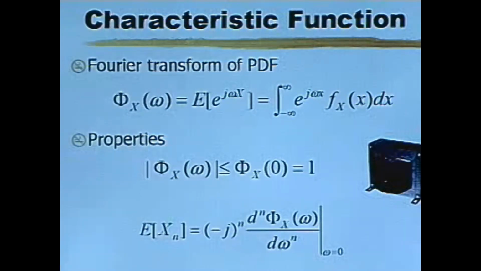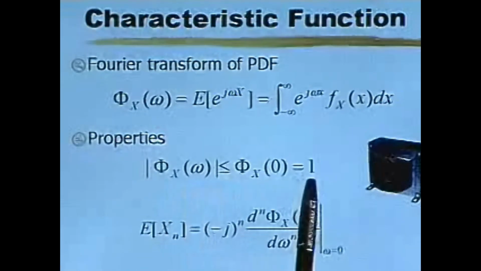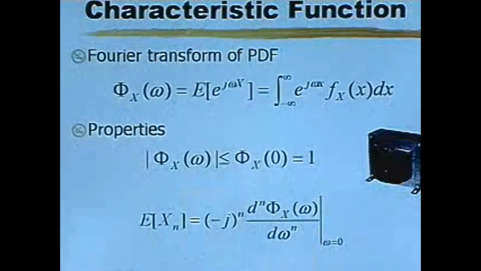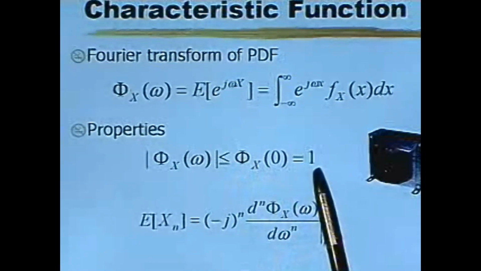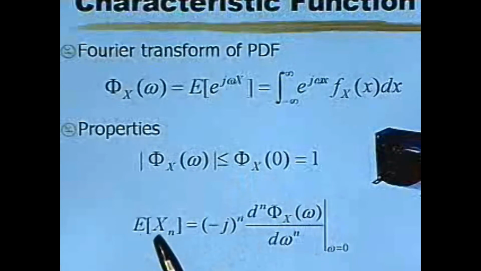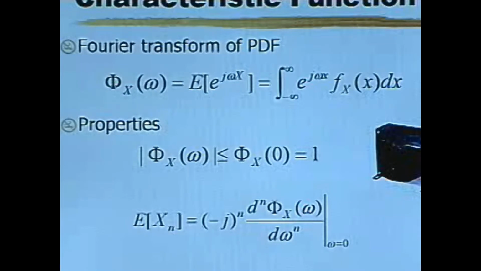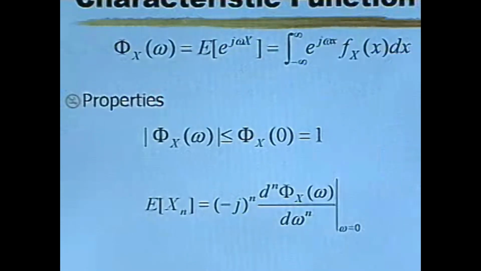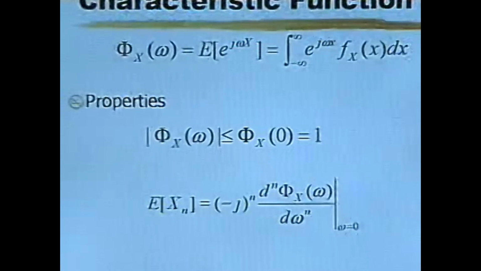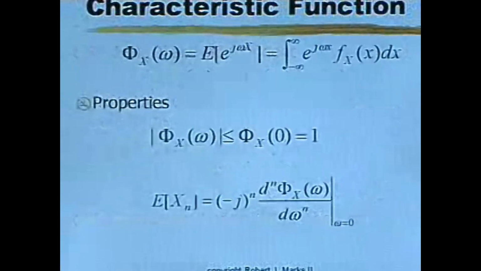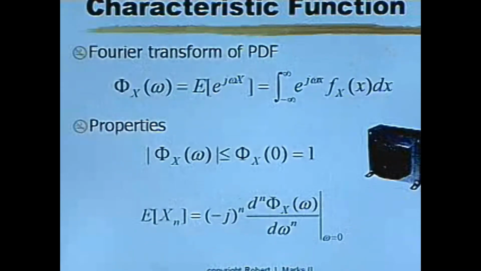The characteristic functions have important properties. One is that the value at the origin is an absolute maximum. That is, everywhere else is less than the value at the origin, which is equal to 1. And also the nth derivative at the origin should give the expected value of x raised to the nth power. So let me indeed illustrate that.